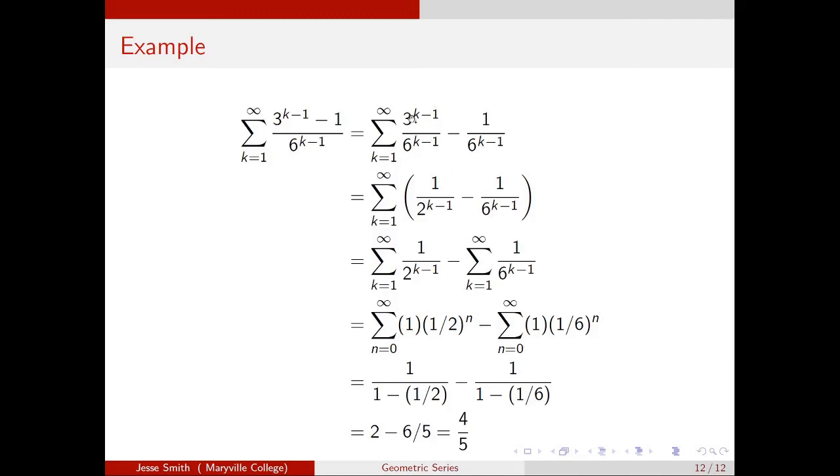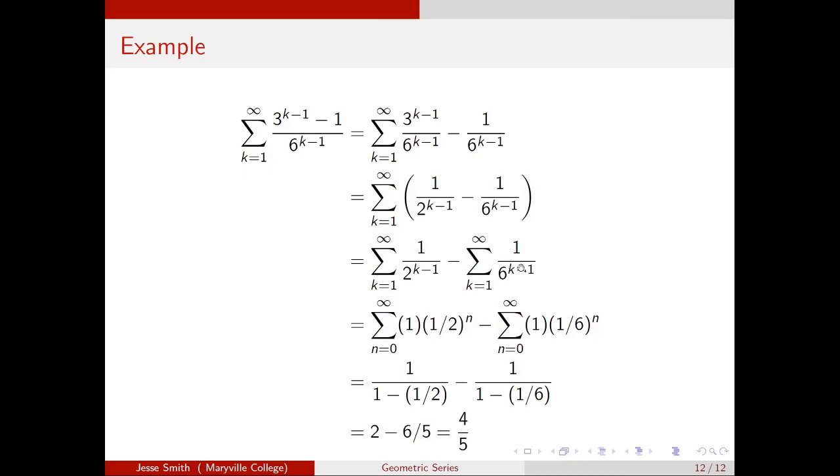I can then simplify this. I can bring the k minus 1 outside, and I'll get 3 over 6 on the inside. That simplifies to 1 over 2. Bring the k minus 1 back in using laws of exponents. It would simplify to this: 1 over 2 to the k minus 1. This is 1 over 6 to the k minus 1.